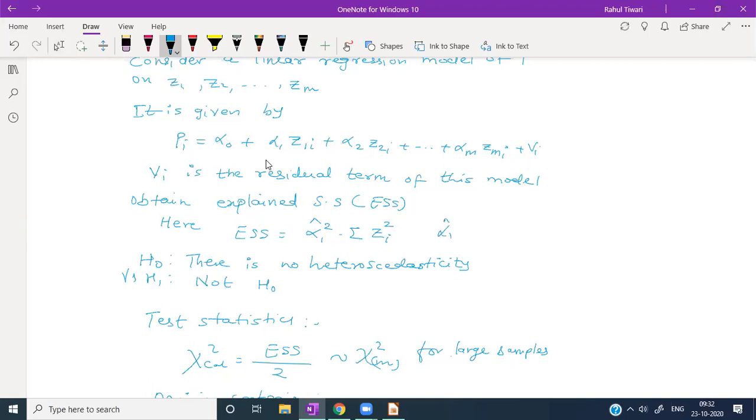So alpha 1 hat can be obtained using the formula summation z_i p_i upon summation z_i squared. I think you have already computed this. If you remember, beta 1 कैसे निकालते हो आप? Y on x, how do you calculate? It is summation x into y upon summation of x squared, something like that. Okay, so your foundation should be very strong. Assume this p_i will be your dependent variable and z will be your independent variable, and apply your OLS and you will get the alpha 1.